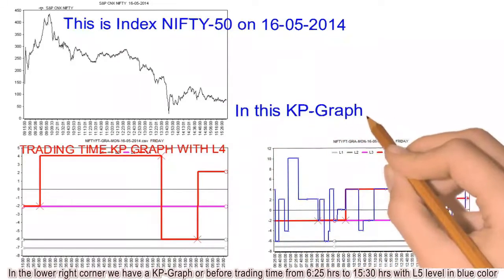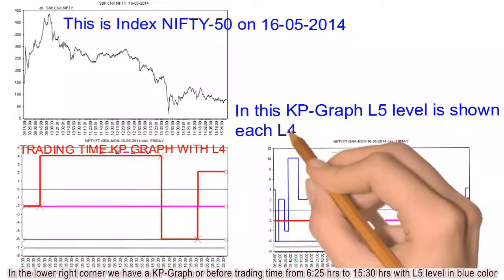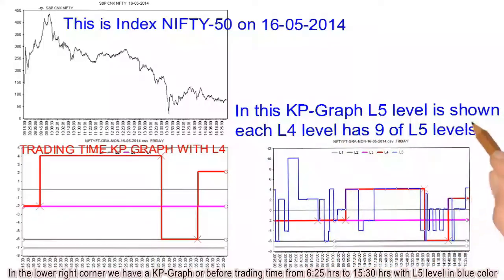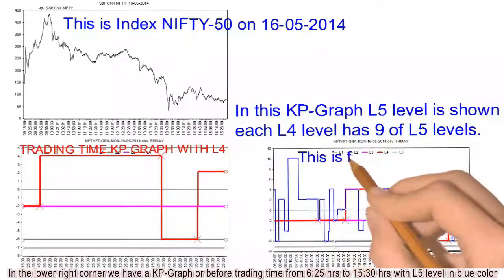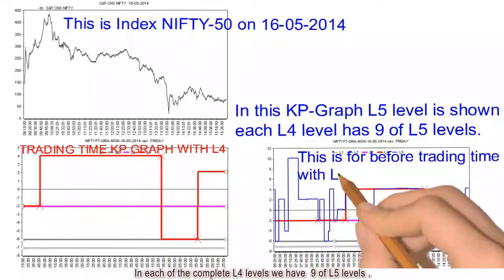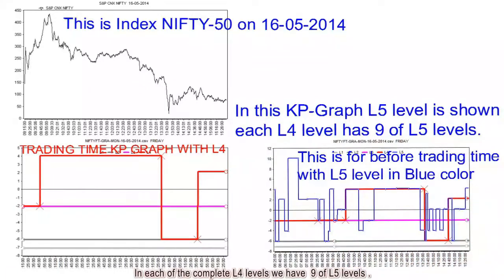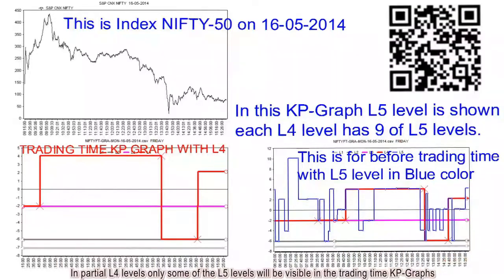In the lower right corner we have a KP graph which is for before trading time from 6:25 hours to 15:30 hours with L5 level in blue color. In each of the complete L4 levels we have 9 of L5 levels. In partial L4 levels only some of the L5 levels will be visible in the trading time KP graphs.